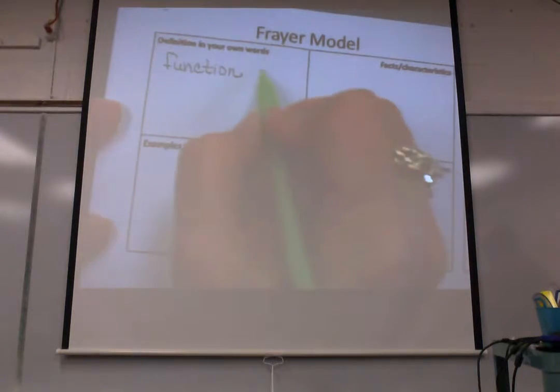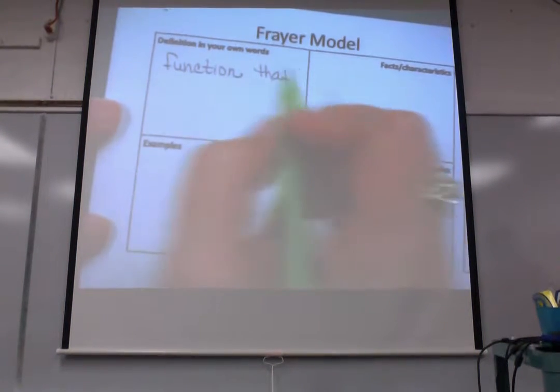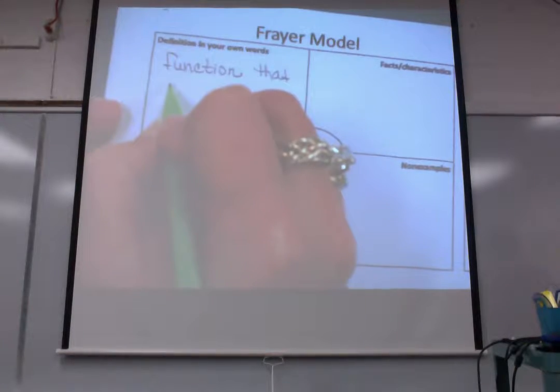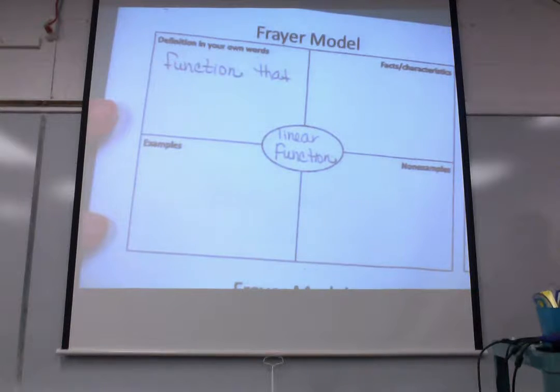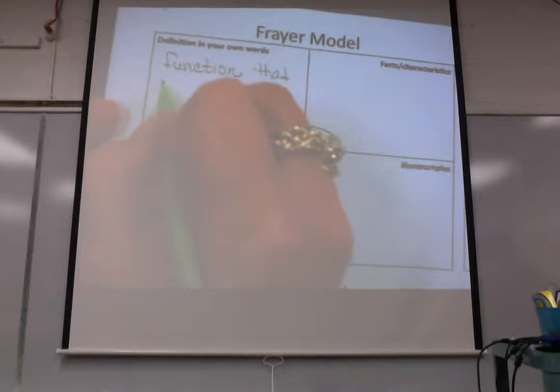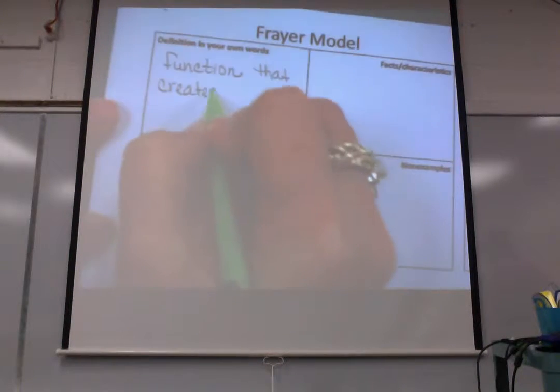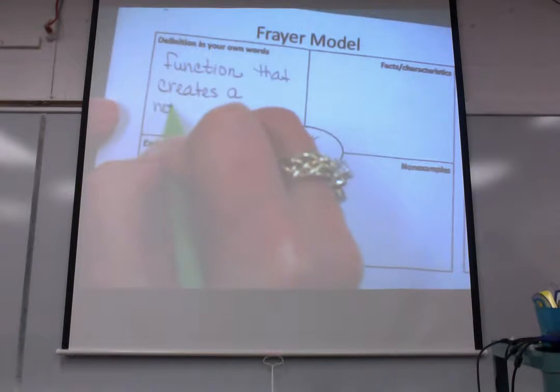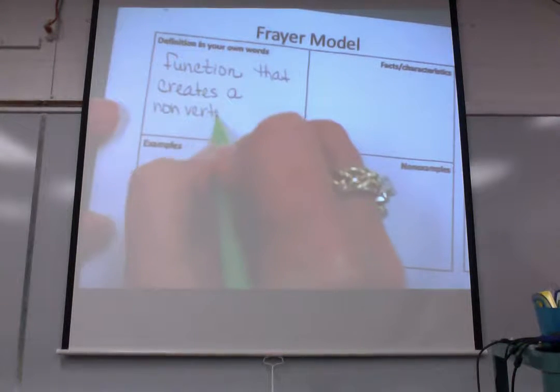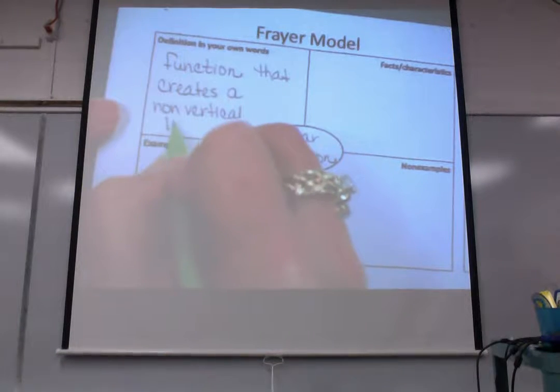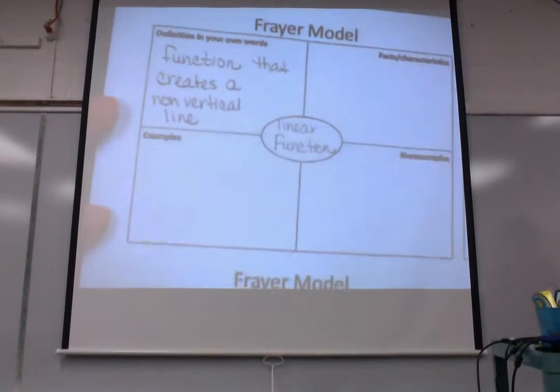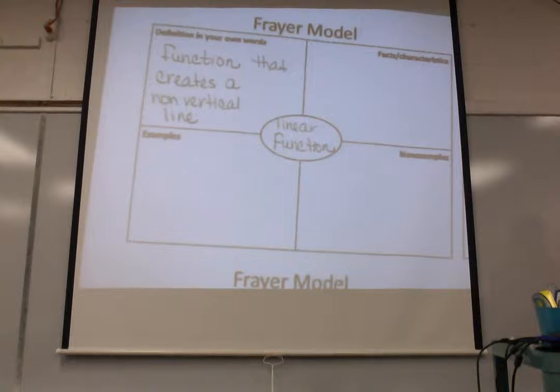So we already know what that was. So it's a function that does what? Creates not a vertical line. Yep. Non-vertical line. Does everybody know what non-vertical means? Okay, vertical is straight up and down, so it can be anything but straight up and down.